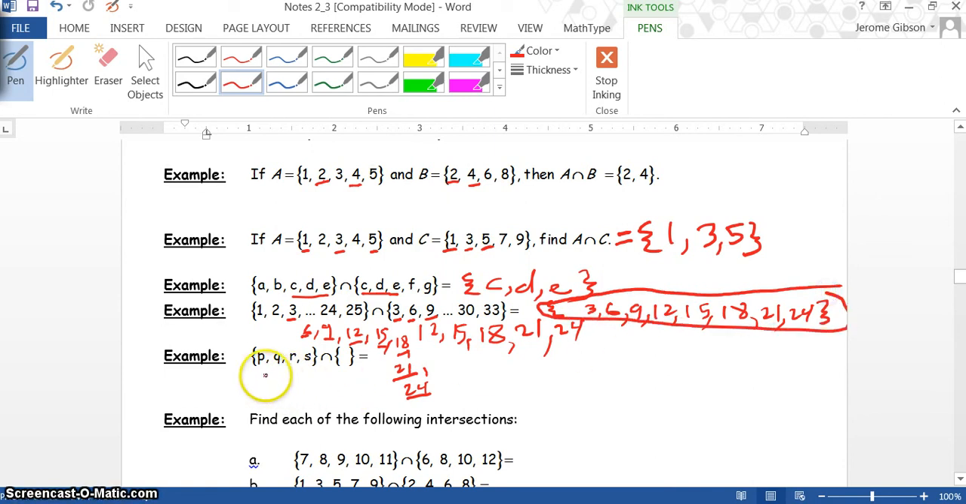Now we have our next example. We have P, Q, R, S intersect the null set. Now we know every set has a null set, so the only thing they have in common here is the null set. So our final answer here for this example would be the null set.